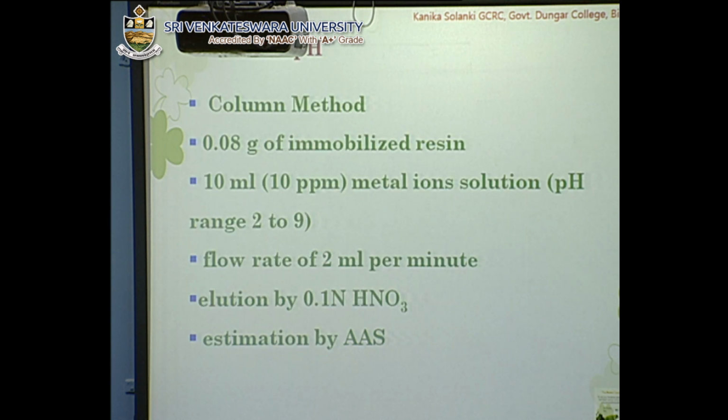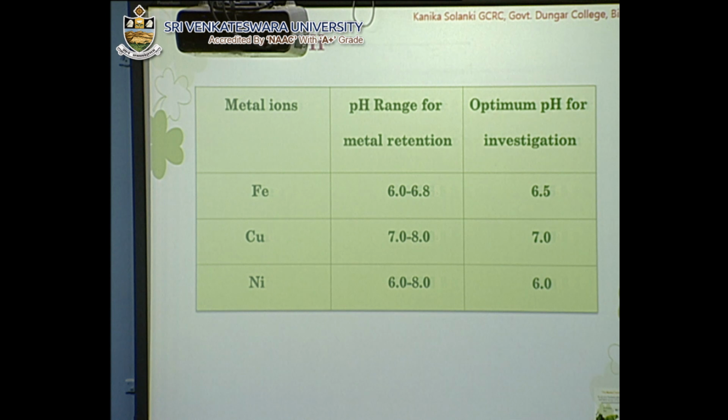Effect of pH. To investigate the effect of pH, we used the column method, and the flow rate was maintained at 2 ml per minute, and elution was carried out by 0.1 normal HNO3, and the estimation by AAS. The optimum pH for the investigation of ferrous is 6.5, for copper 7.0, and nickel 6.0. These are the graphical representations of the data.